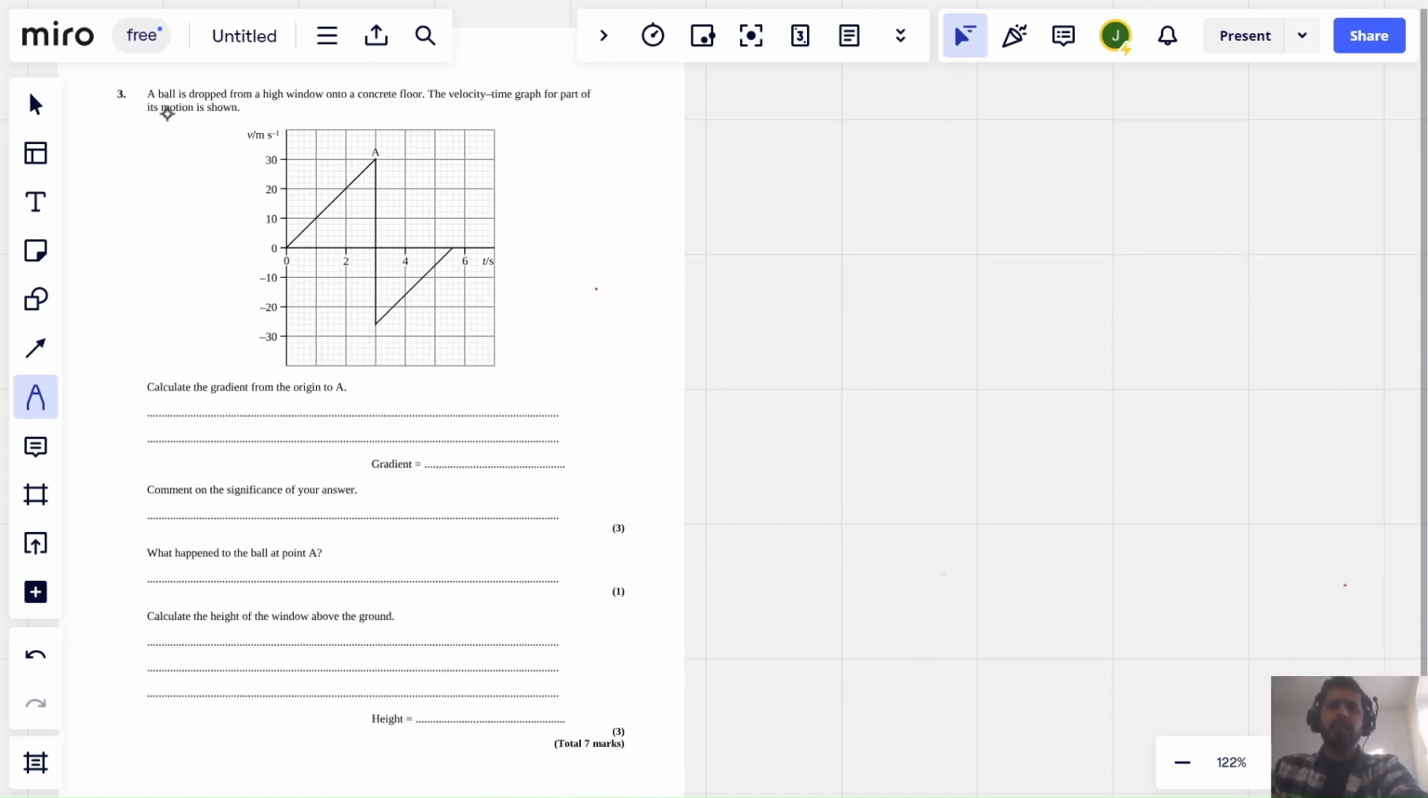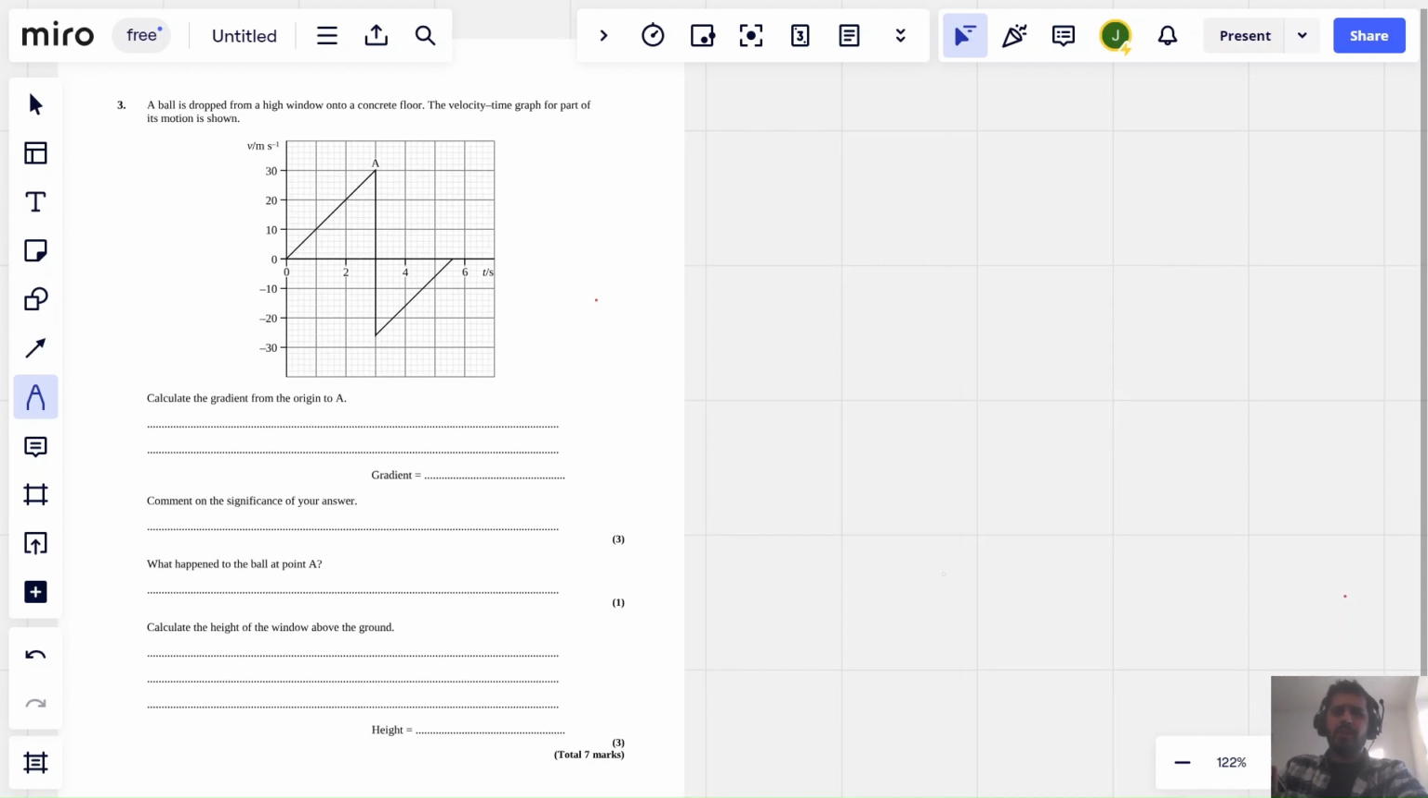Okay, next question is, a ball is dropped from a high window onto a concrete floor. The velocity time graph for part of its motion is shown. Calculate the gradient from the origin to A. Now at this point, you must be thinking that, okay, I can solve this by myself. You see, that is the benefit of doing topic-wise questions, because after you have solved 1 or 2 questions, you feel more confident about solving the next one. So I would ask you to stop this video right now and try this question by yourself. I think you should be able to answer most of the questions correct. I'll explain it here.